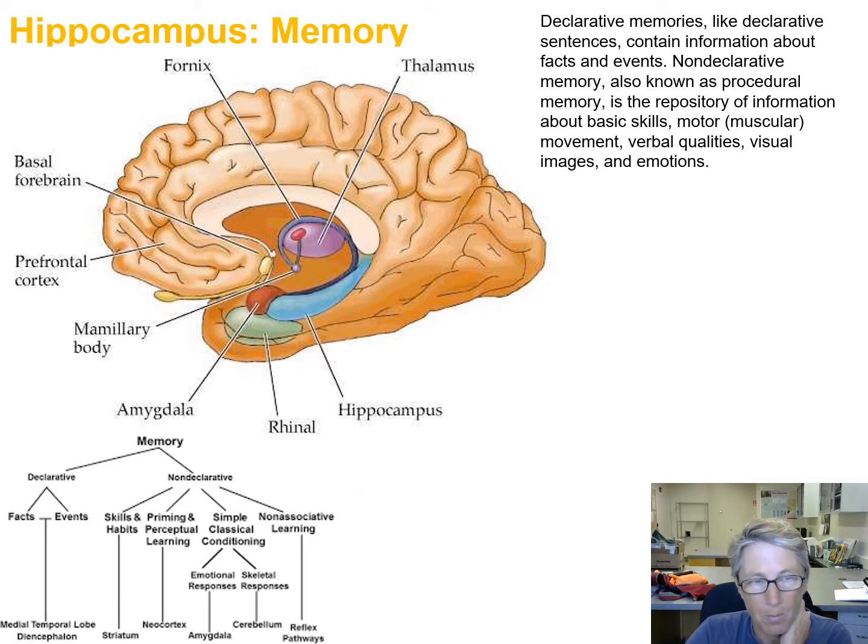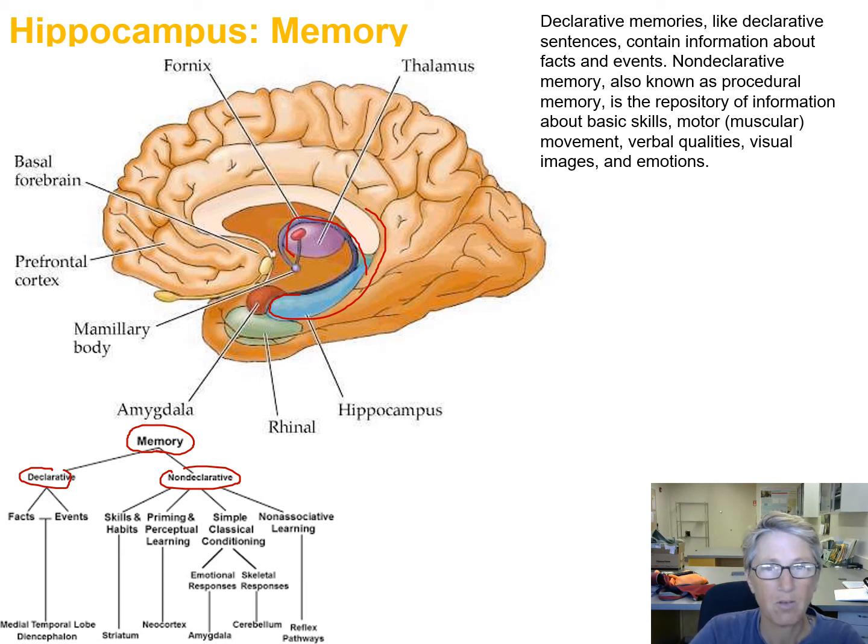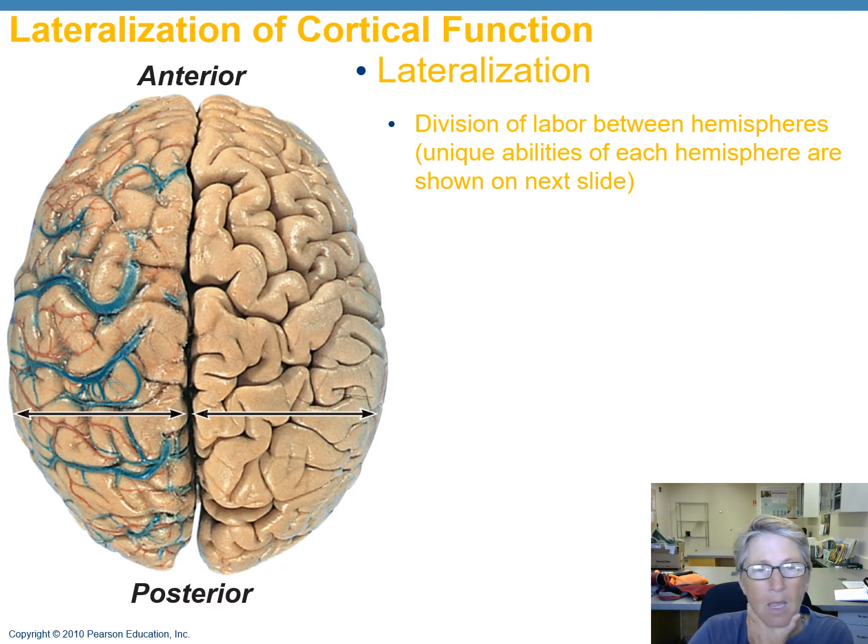So this is a cartoon of the hippocampus, this blue structure. Actually, it is this part too. And the hippocampus is involved in memory. And here's just a flow chart. If you've taken psychology, you've probably seen a bunch of these flow charts, but basically you have two major types of memory, declarative and non-declarative. Declarative memory is like a declarative sentence. So declarative memory contains information about facts and events. Non-declarative memory is a memory about our basic skills, like our motor skills and how we move.